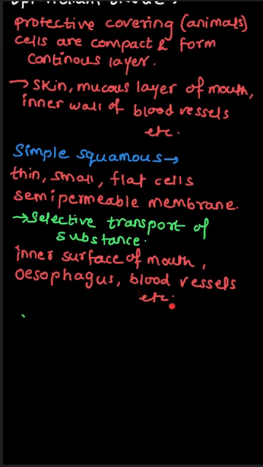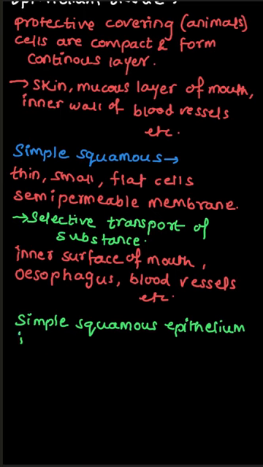So when we talk about the statement given here, our answer has to be that simple squamous epithelium is present in either the inner surface of the mouth, esophagus, or walls of blood vessels, etc. So our answer would be that simple squamous epithelium is present in the esophagus and not in the respiratory tract.